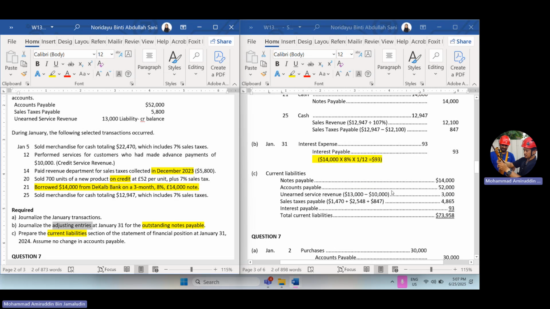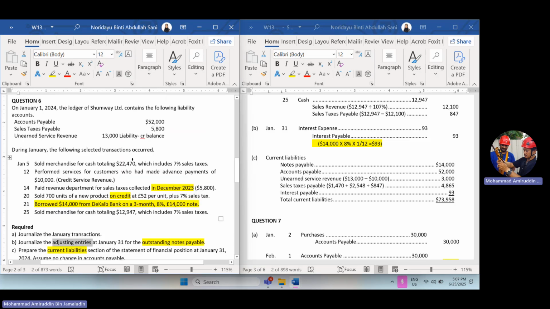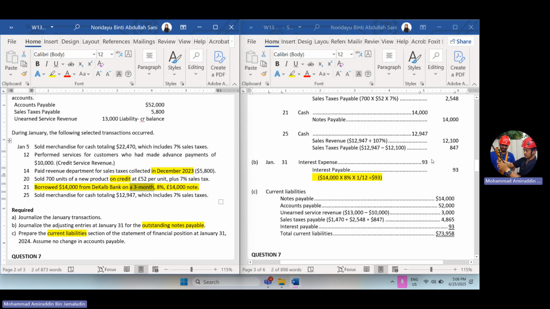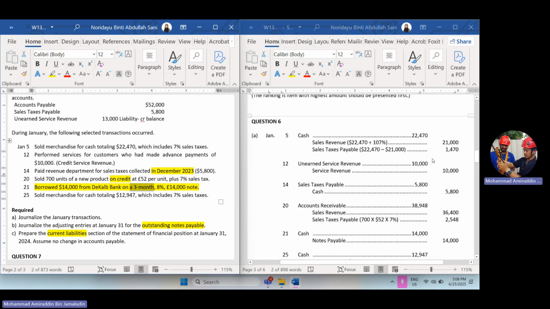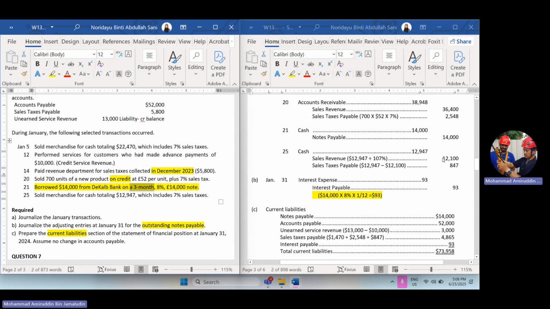Then extract the SOFP for the current liability parts. I think all is current liability, is it? Accounts payable, sales tax, some of it paid already. This one also some already utilized. Our notes payable is also 3 months, so all of it is current. Notes payable, no changes, only one. Credit 14,000.